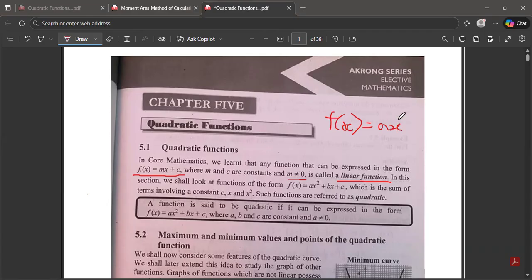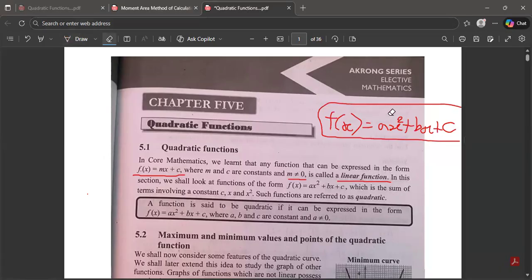It's given in the form what? f of x is equal to ax squared plus bx plus c. That is how quadratic functions are given. I've taught you on the board and in class before, so I expect you should know better. Quadratic functions are of this form: ax squared plus bx plus c.